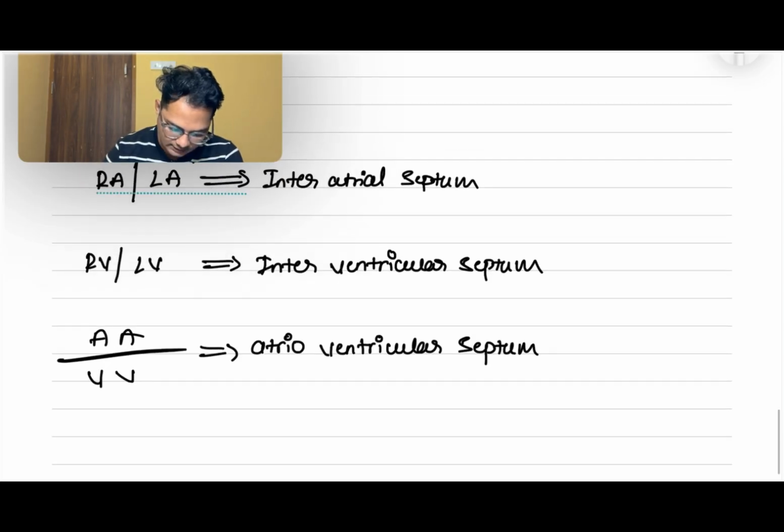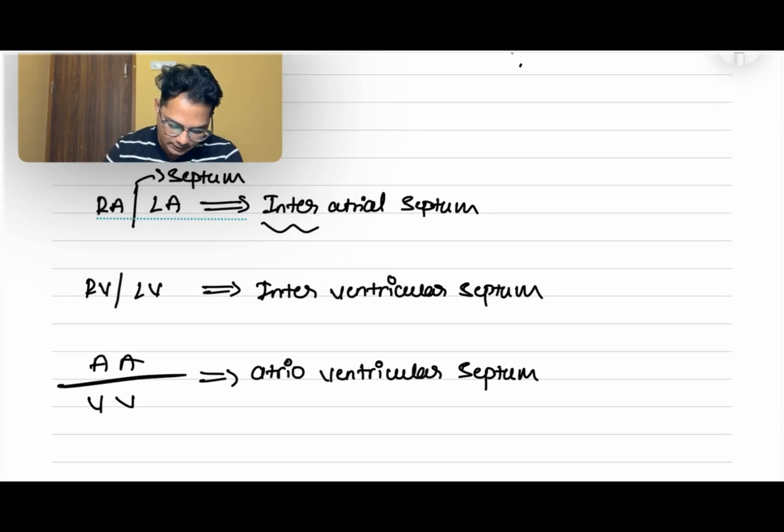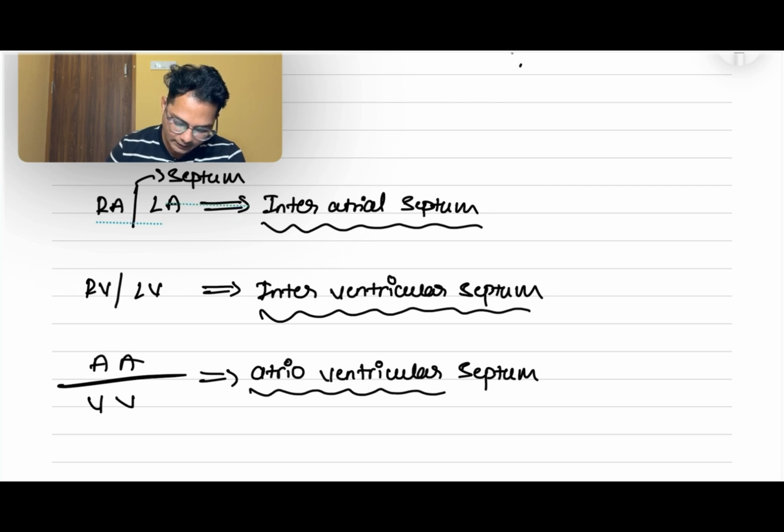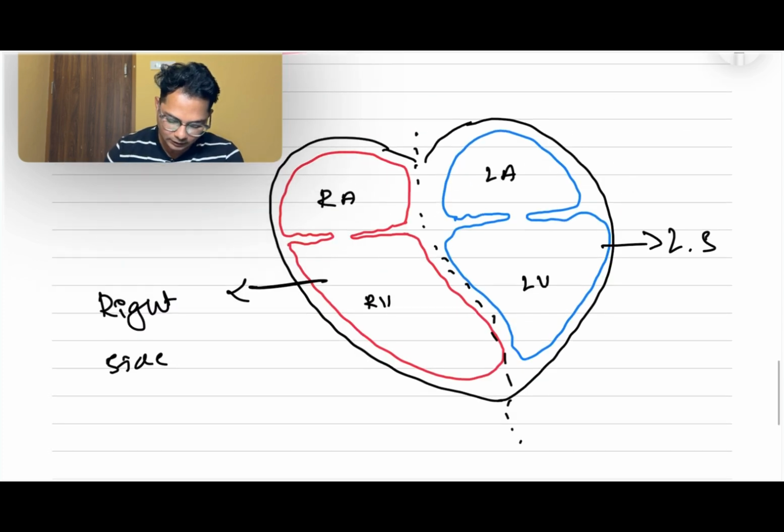Okay, so these are the three septums. One is interatrial septum, interventricular septum and atrioventricular septum. So now we learned about septum, right?